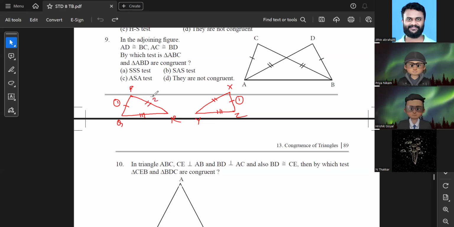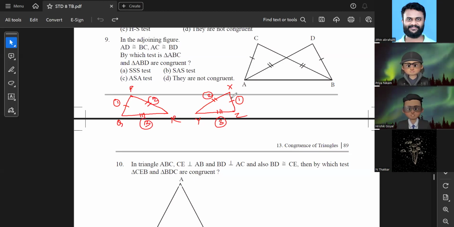Now, this will be side 2, and over here, this will be side 2, and over here, this will be side 3, and here as well, this will be side 3. Any doubt so far? No, sir. Okay. With the help of SSS test, I have proved that these two triangles are congruent. Now I have to write the names of the triangle.